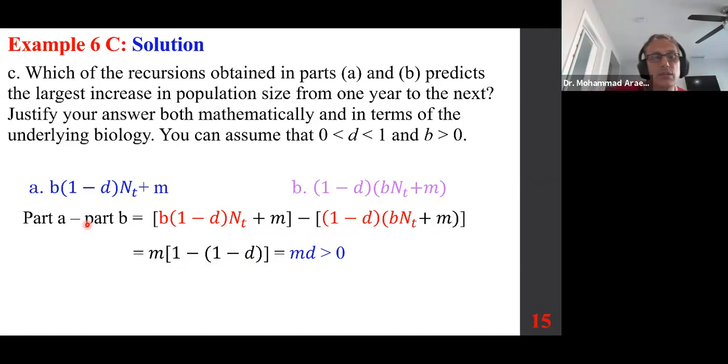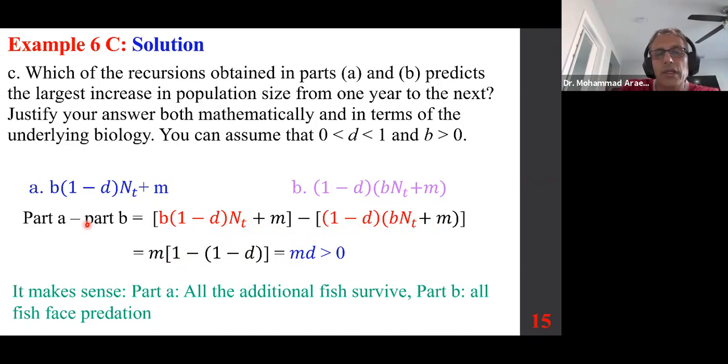Why is that? It makes sense. In part A, all additional fish survive, remember that. But in part B, all fish face predation. Because of that, part A gives us more fish.